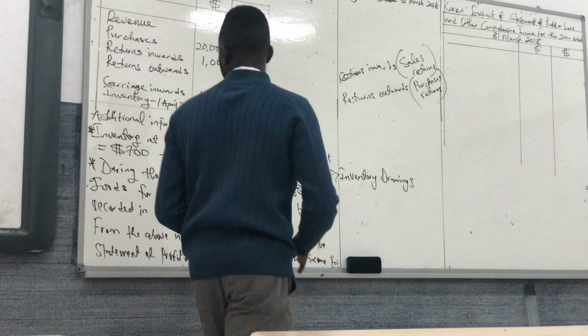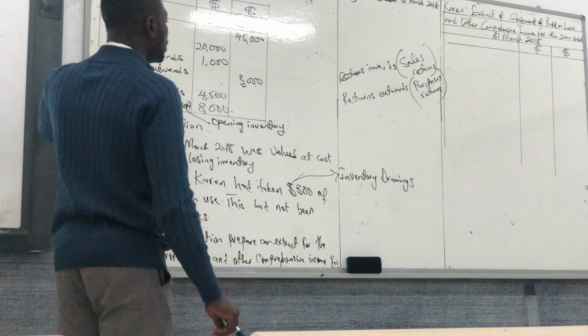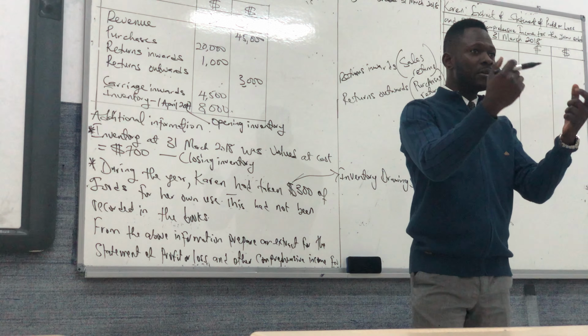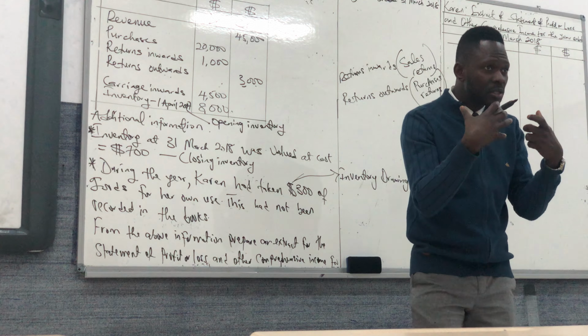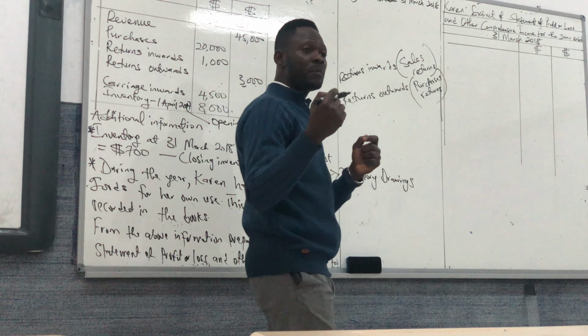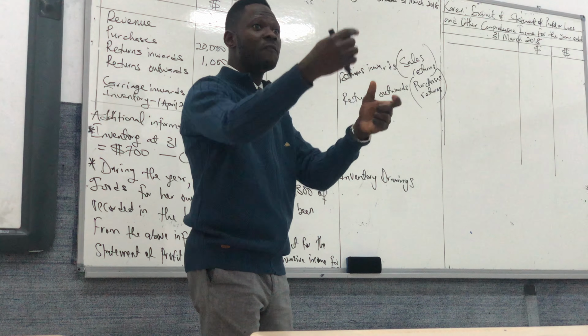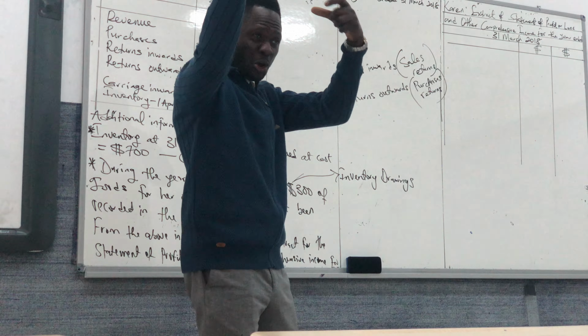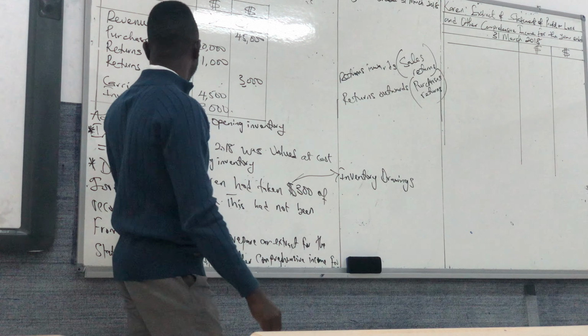Then for carriage inwards, these are the amount you spend to bring the product from your supplier down to the premises. So the amount of money you spend, the cost of transporting the product to your business, to your premises, is your carriage inwards.